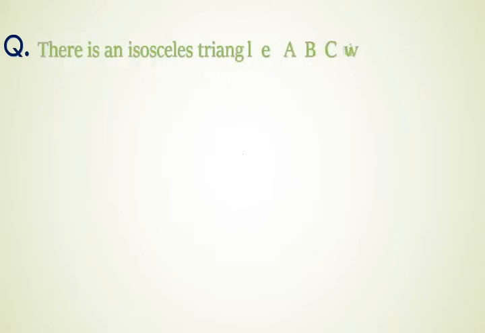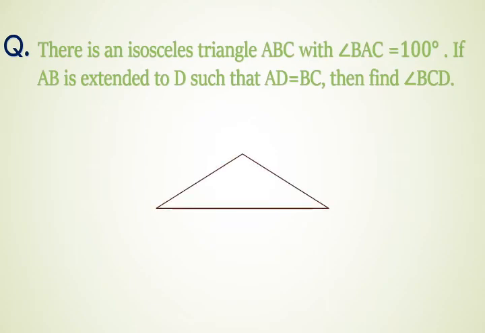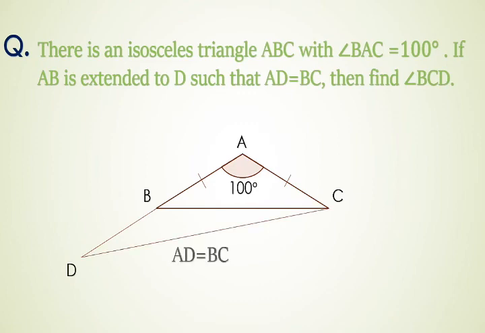Let's move to another question. There is an isosceles triangle ABC with angle BAC equal to 100 degrees. If AB is extended to D such that AD is equal to BC, then find angle BCD. We have a triangle ABC. Here angle BAC is equal to 100 degrees and AB is equal to AC. Here AB is extended to D such that AD is equal to BC. Now we have to calculate angle BCD.